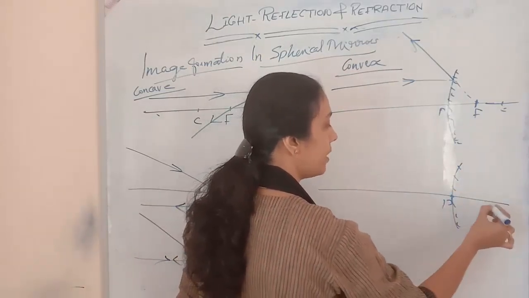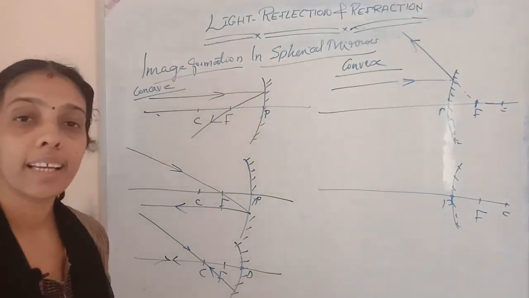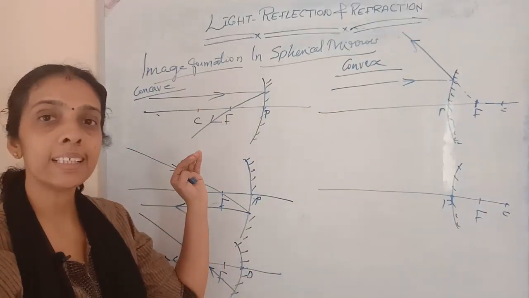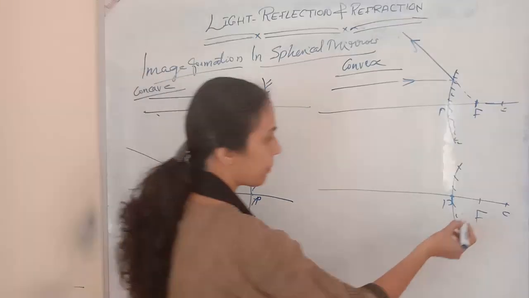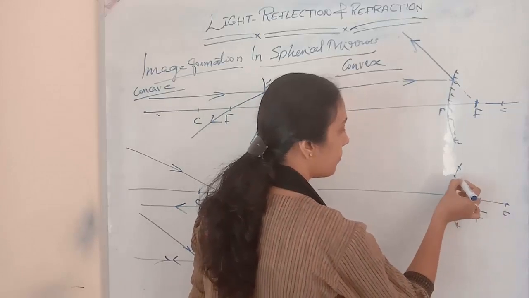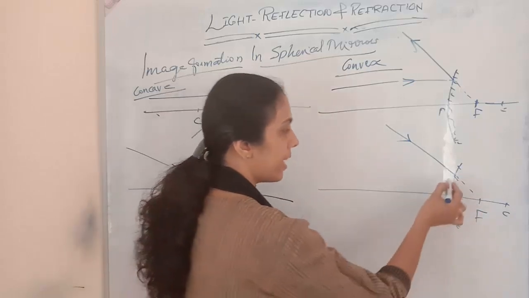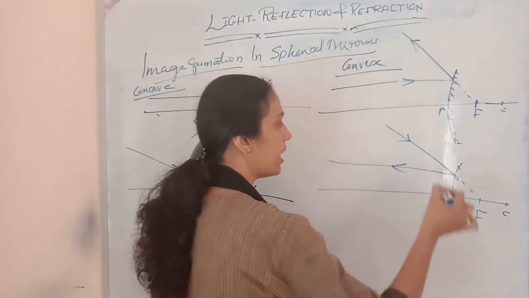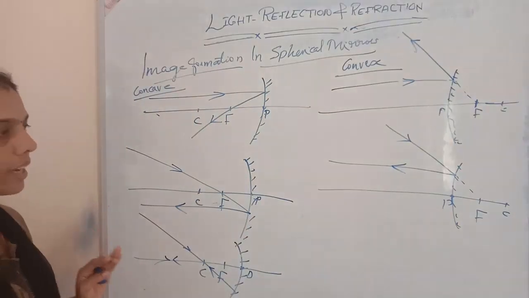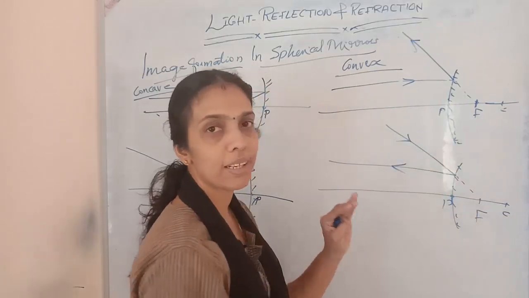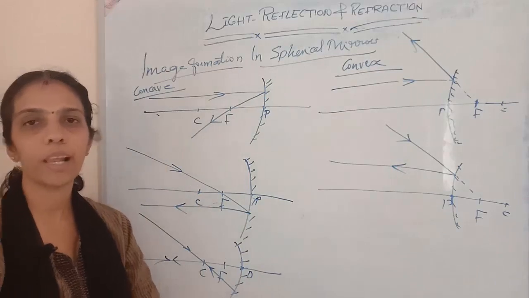Okay, so the next one is here. This is P and this is C, and half of it we will be marking as F. The rays which appear to be incident through the principal focus. So that means we are feeling the ray is coming towards the principal focus. Then after reflection it will be going parallel to the principal axis. Okay, appear to come towards the principal focus, after reflection it will be going parallel to the principal axis.